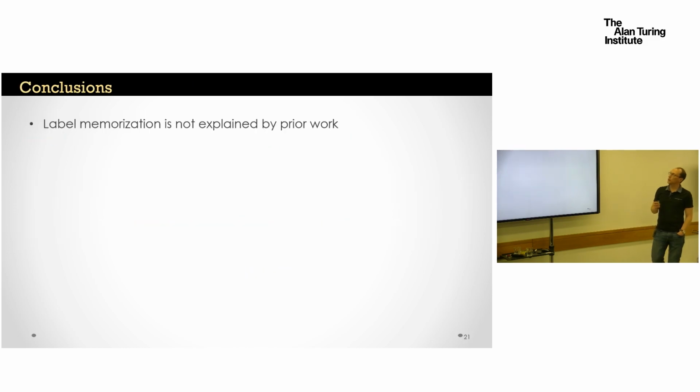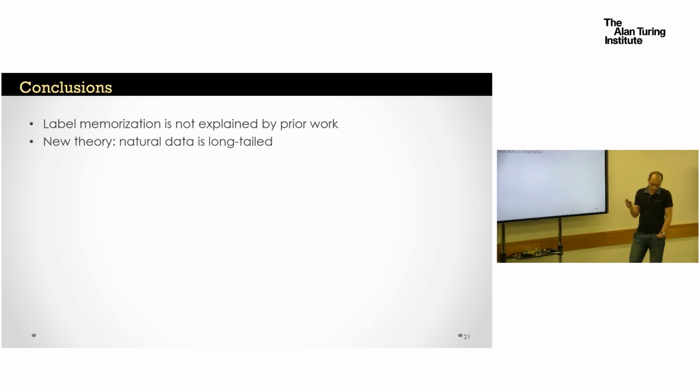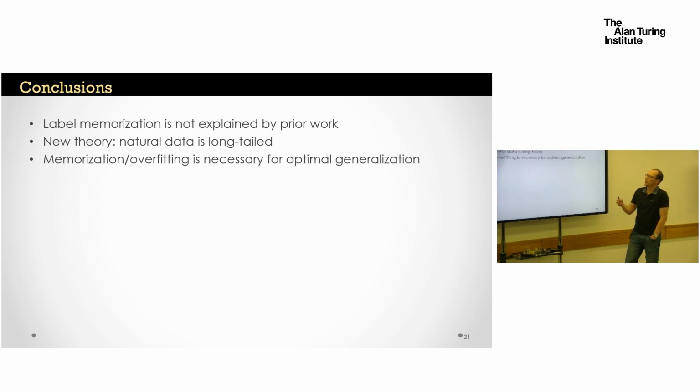So now let me conclude by briefly summarizing. What I wanted to convince you of is that this kind of extensive label memorization or overfitting is not well explained by existing work. It doesn't provide the answer to why it is there. I believe that the reason for this is the fact that natural data has this long-tail distribution, which forces the algorithms to memorize. And the upshot of this model is that this memorization or overfitting is necessary for achieving optimal generalization for these long-tailed distributions.